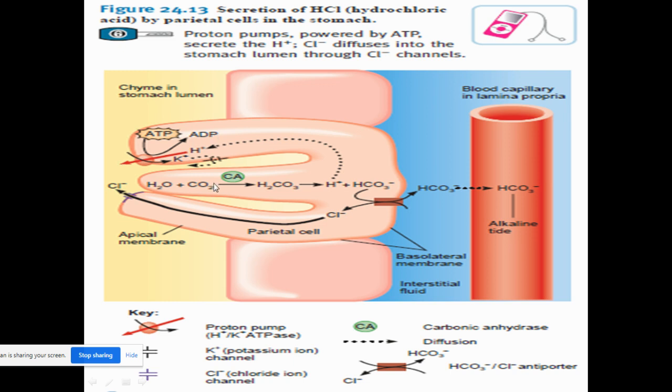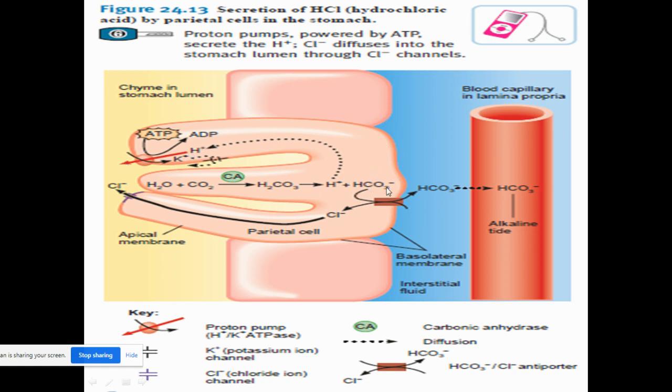So actually, the parietal cells do not secrete HCl in the form of HCl itself. It secretes the H plus and the Cl minus separately, and then when it comes into the lumen, they combine together to form the HCl. Okay, this is what is happening. So this transport is aided by the help of ATP. ATP is split into ADP. So that energy is utilized for the transport of H plus and K plus.